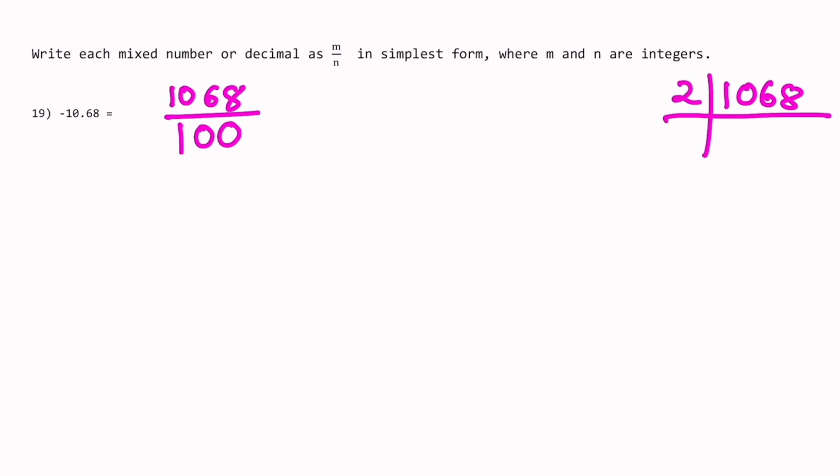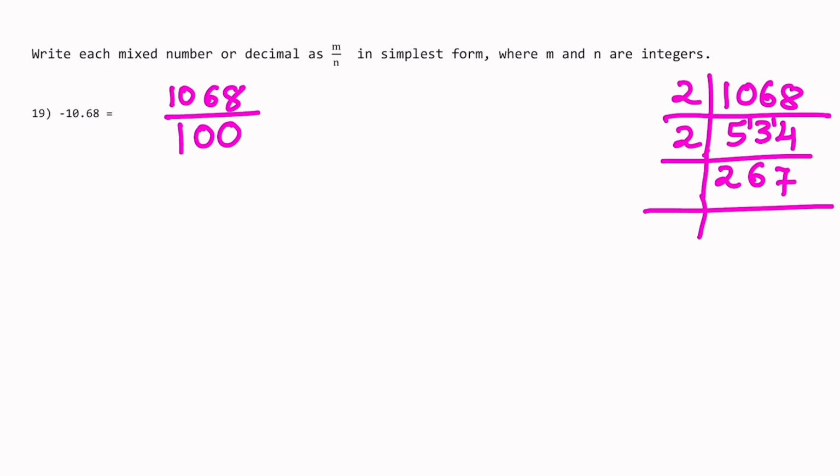Let's start with even numbers. So we start with 2. 2 times 5 is 10. Then 2 times 3 is 6 and 2 times 4 is 8. Again, even number, we go with 2. 2 times 2 is 4, so 1 will be carried here. 2 times 6 is 12, 1 will be carried, and that's 7 there. Okay, now this cannot be divided by 2 further because it's an odd number.